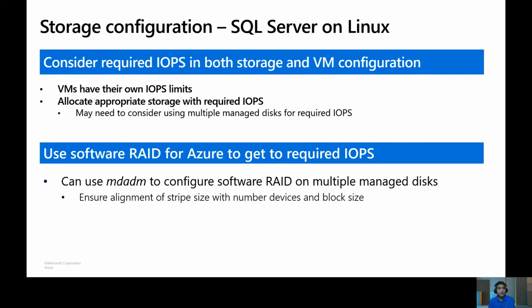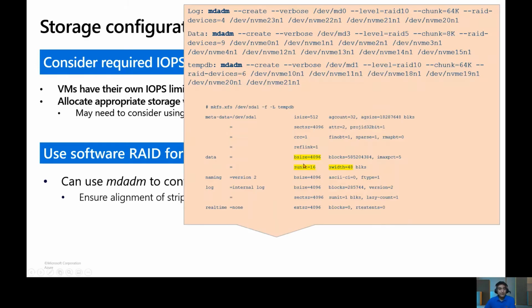Now, another thing that you would want to make sure of, when you are configuring your software RAID, is that the stripes, number of devices and block size are all appropriately aligned. Typically, as a database administrator, this is where you would want a good storage administrator or system administrator to chime in to help you with this configuration. I just wanted to give an example of how you can configure software RAID to support the required IOPS.